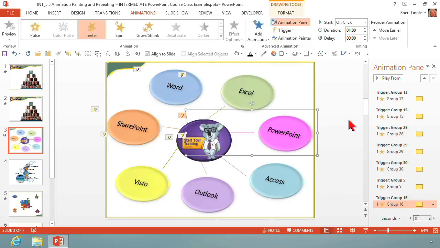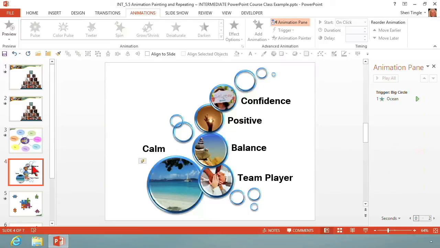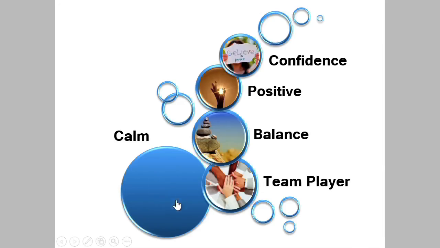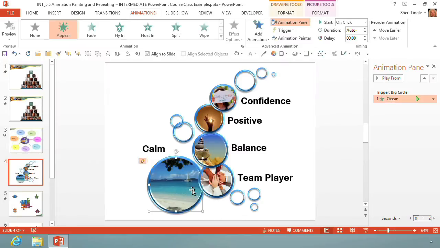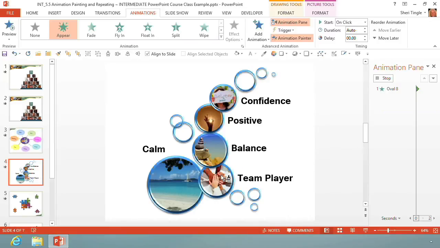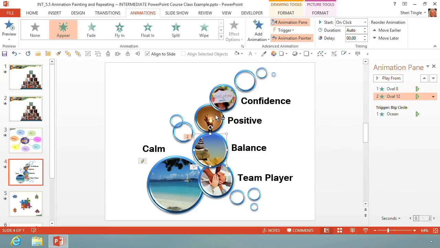But let me show you when you cannot use the Format Painter to do a trigger. Here's what's going on this slide. On this slide, and I only have one set, but on this slide, you click on the circle and it activates the appear animation. Okay, well, let's format that and paint it. So I select what I want. I want this trigger, and I'll click on my animation painter. I'll double click to turn it on, and let's paint it to my team player, and we'll paint it to balance, and we'll paint it to, uh-oh, are you seeing what's happening here?